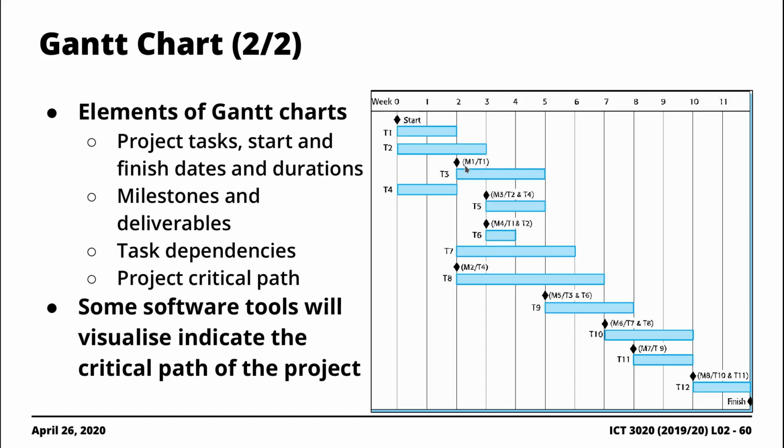You can notice that there's M1 here, start, and M4. Essentially, for this particular representation, the reason why you have M3/T2 and T4 is because this particular milestone is dependent on task number 3 and task number 2. Yeah, it has a dependency.